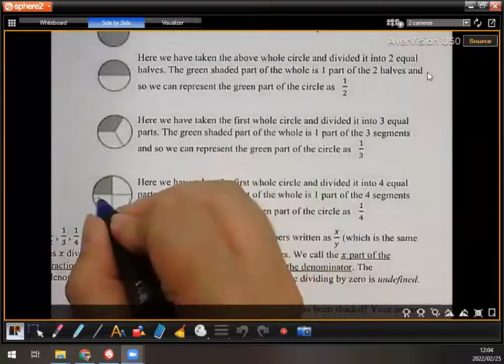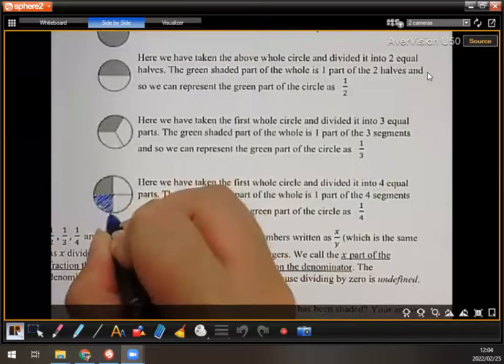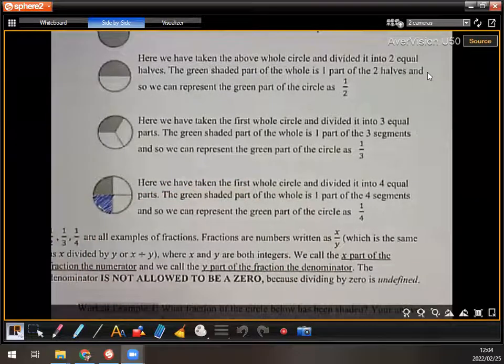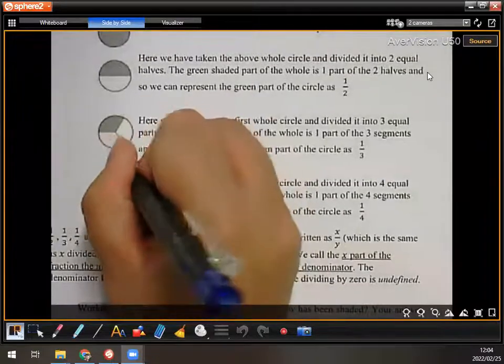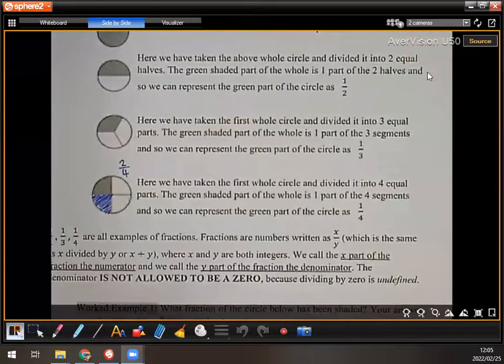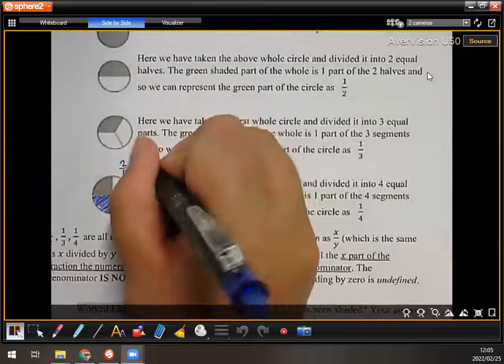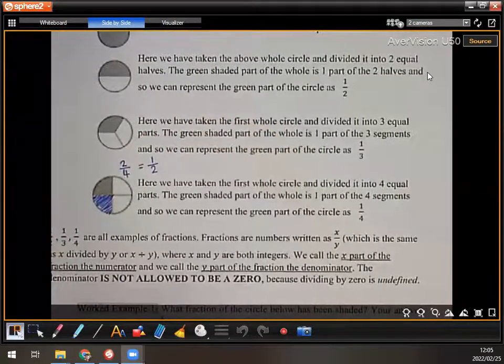So that is 1 of 4 equal parts, so a quarter. But guys, what now if I shaded that part as well? That is now 2 quarters, 2 over 4. But at the same time, you see that it's also a half of the circle. So it is actually also equal to 1 over 2.